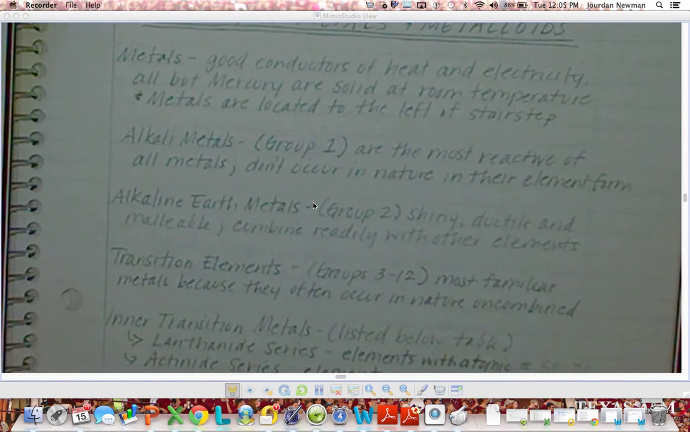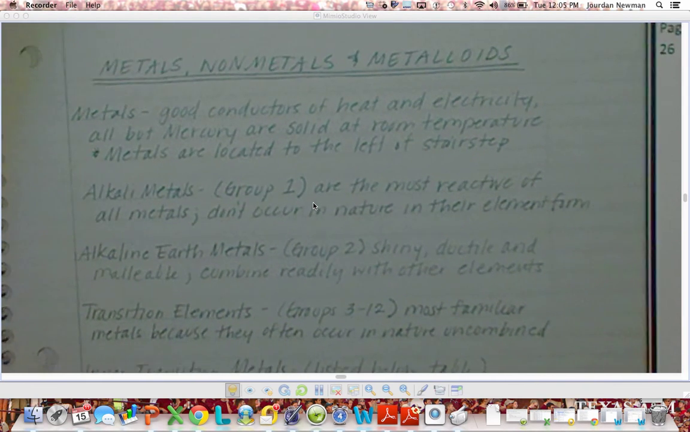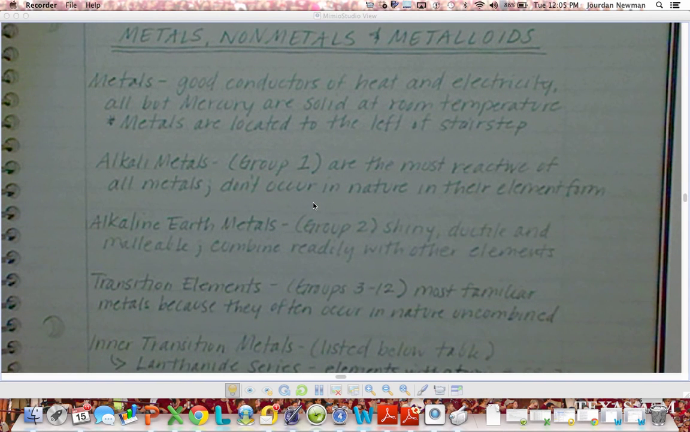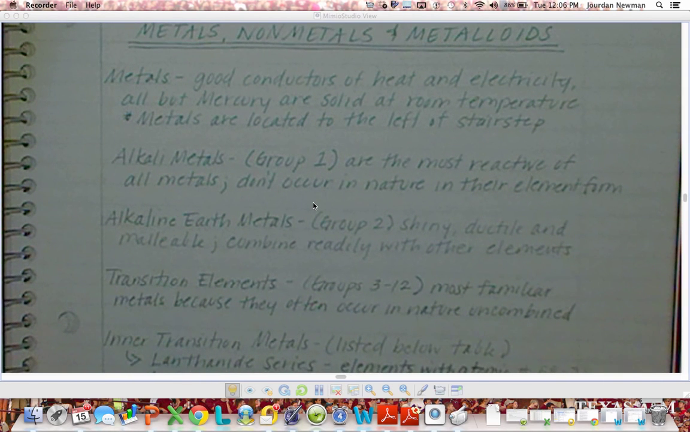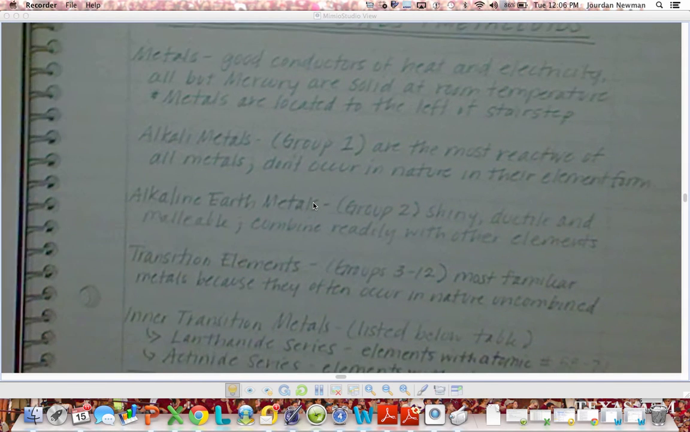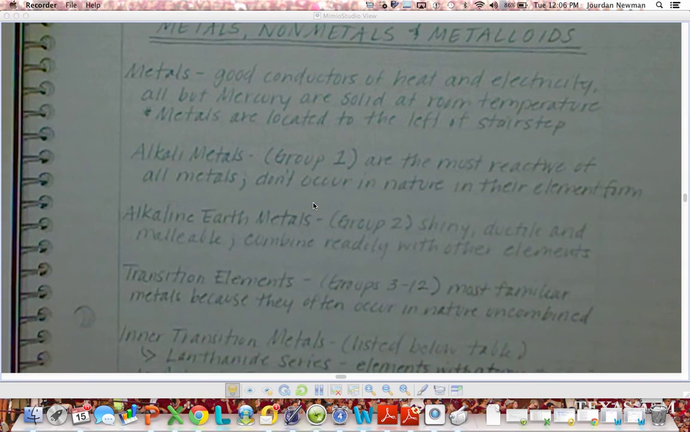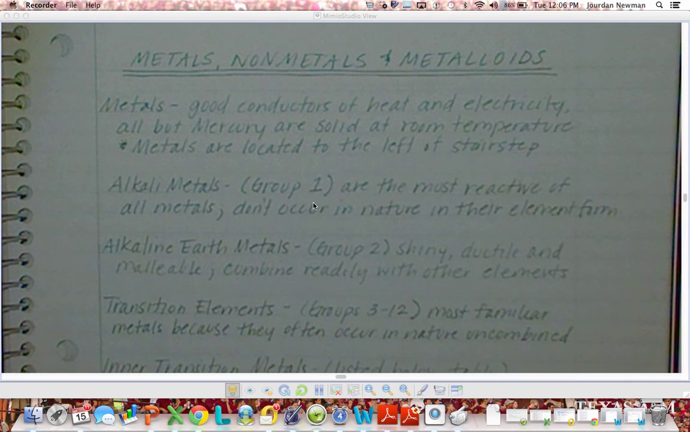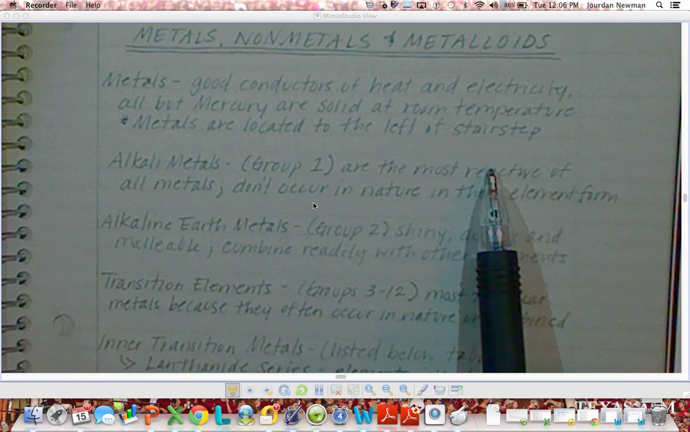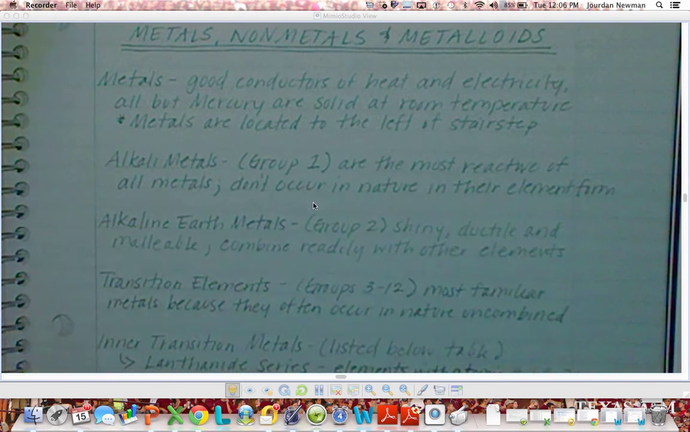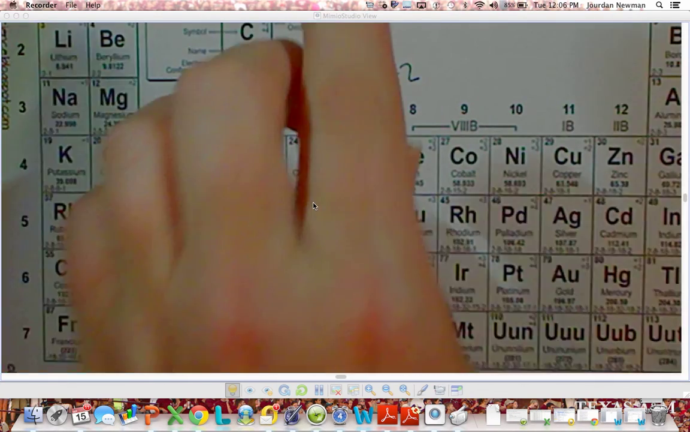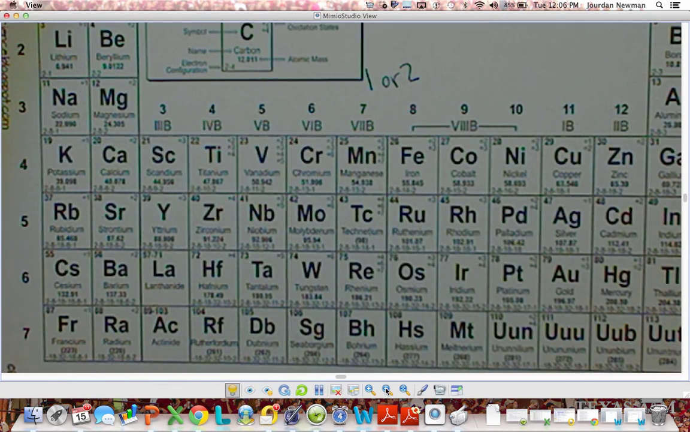Okay, the last thing that we are going to talk about are our metals, nonmetals, and metalloids. Now, before you start writing, you already have your periodic table labeled from the class activity. You just need to fill in a couple of these words. I've left most of it on here so you didn't have to write it. You just need to go back and read over where you labeled all of your metals.